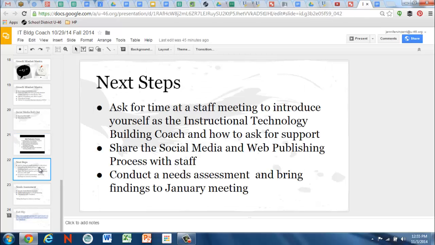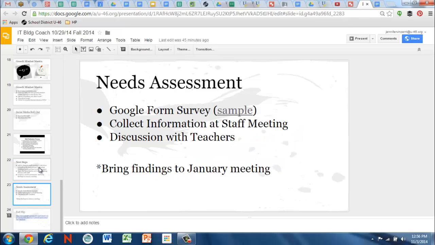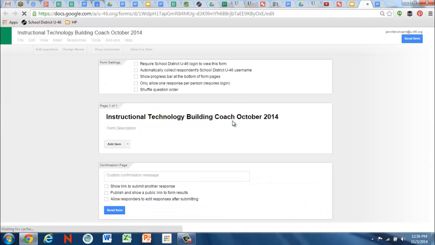As far as next steps, we ask that you find time at a staff meeting to introduce yourself as the Instructional Technology Building Coach and how teachers can ask you for support. We like you to share the social media and web publishing process with your staff, and then conduct a needs assessment and bring your findings to your January meeting. So in terms of a needs assessment, it's up to you how you want to do that. You might do a Google form, you might collect information at a staff meeting, you might have discussions with teachers, completely up to you. We do have a sample of a Google form that you can use if you'd like.